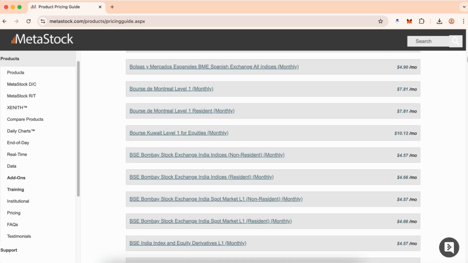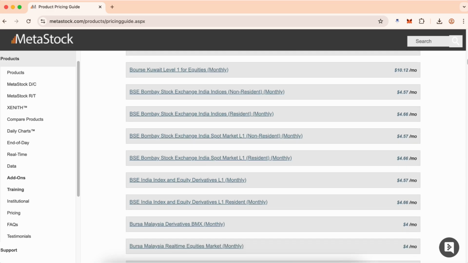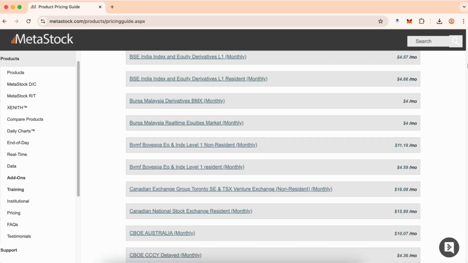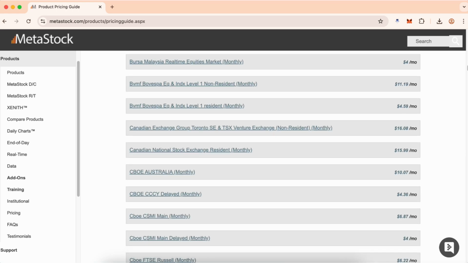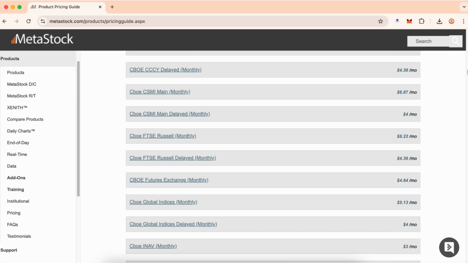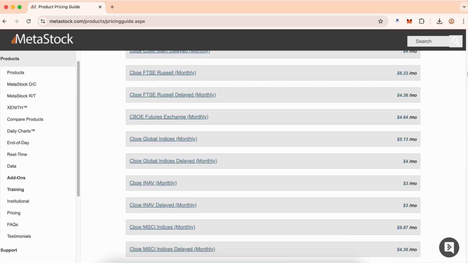However, you need to consider what you're getting. This is professional grade software with features that rival platforms costing thousands more. If you're a serious trader who can generate consistent profits, the cost becomes justified. Think of it as an investment in your trading business rather than just software.